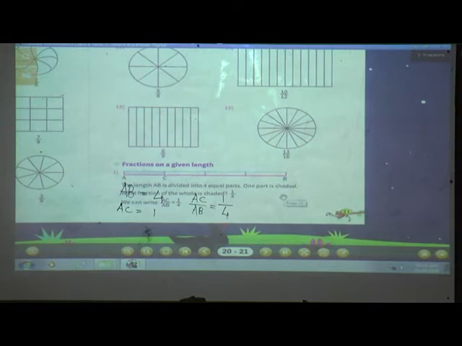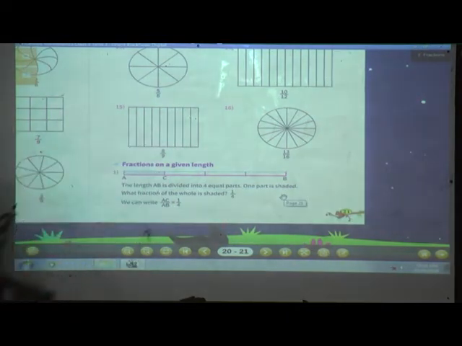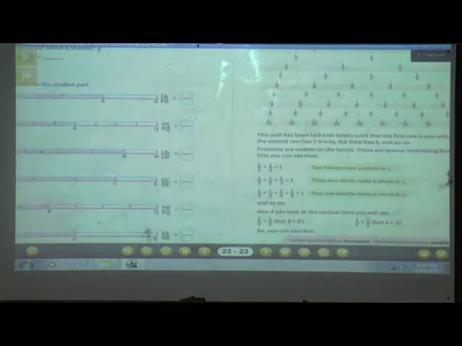So here you can read from the textbook. The length AB is divided into 4 equal parts. One part is shaded. See here, this AB is divided into 4 equal parts, and out of that 4 parts, one part is shaded. So what is the fraction of this shaded part? 1 by 4. We can write here AC by AB is equal to 1 by 4. Now turn the page.